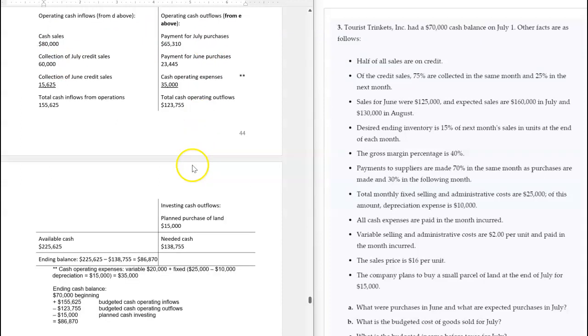On an investing perspective, they told us they were going to buy a small parcel of land for $15,000. So that would be on the outflow side. $15,000 is planned, and we've got $225,625 available, minus $138,755 is what we need. So our ending balance is $86,870.